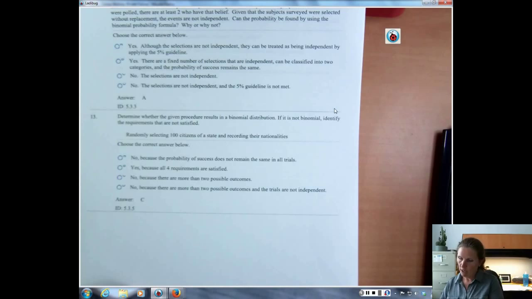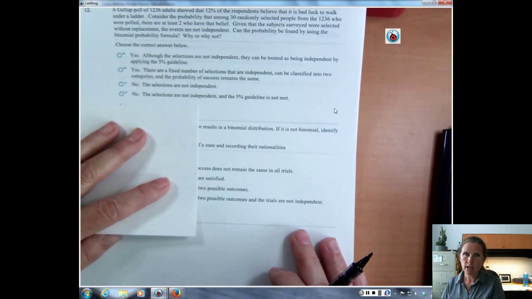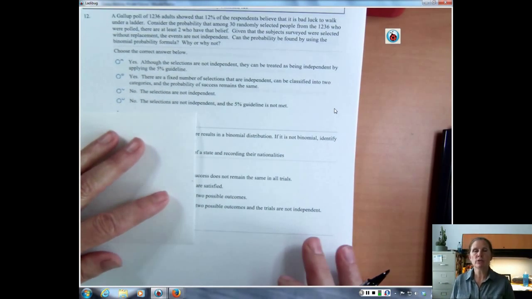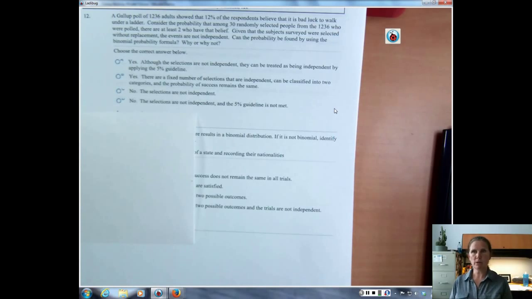Okay. A Gallup poll of 1,236 adults showed that 12% of the respondents believe that it is bad luck to walk under a ladder. Consider the probability that among 30 randomly selected people from the 1,236 who were polled, there are at least 2 who have that belief. Given that the subjects surveyed were selected without replacement, the events are not independent. Can the probability be found by using the binomial probability formula? Why or why not?